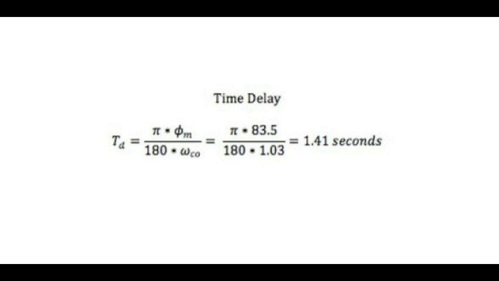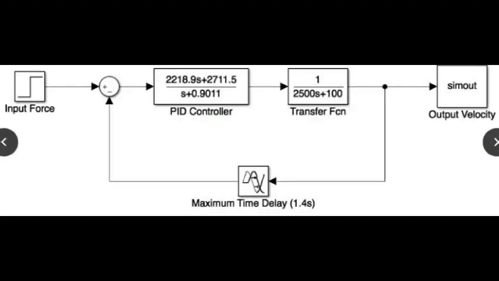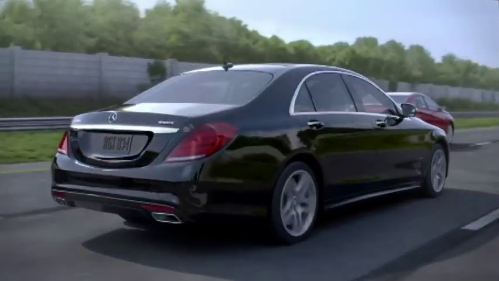From the Bode plot previously shown, we see a phase margin of 83.5 degrees. From this, we can determine that our system has an allowable time delay of 1.41 seconds, meaning it can handle an input signal delay of 1.41 seconds before becoming unstable. This delay is acceptable since our system will be controlled via a computer, of which most possess processing power that can perform all necessary changes well under 1.5 seconds.